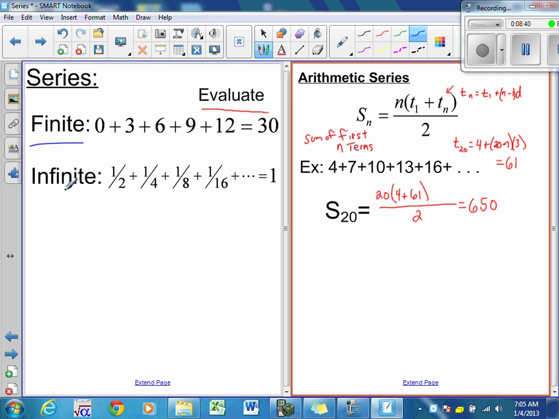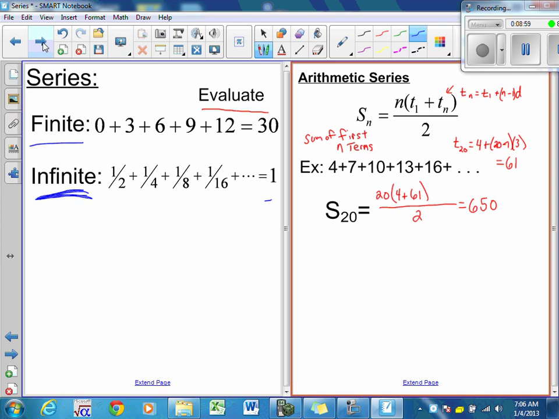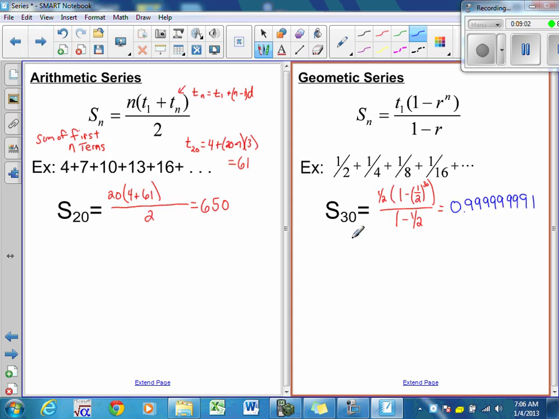In our next video, we're going to look at what you do if it's an infinite series, which at first seems kind of odd. How can you add up an infinite number of numbers? Well, you notice in this case, 1/2 plus 1/4 plus 1/8 plus 1/16, that equals 1. You're adding up an infinite number of numbers, and you get 1. So we want to look at how that works in our next video. You can kind of see it here. Notice if I add up the first 30 terms, I get 0.9999999 and 1. So as I add up more and more terms, I get closer and closer to 1.